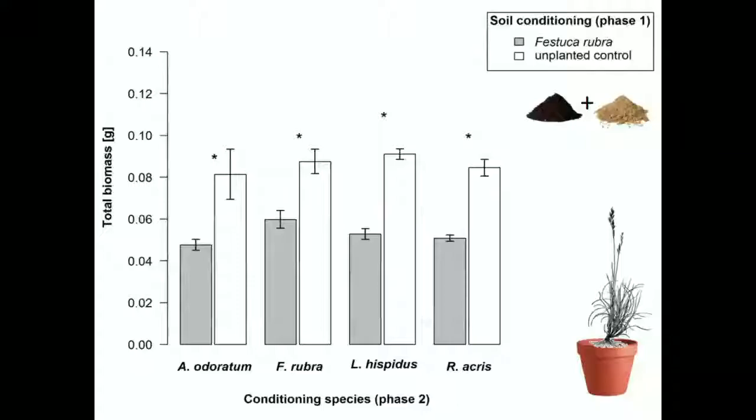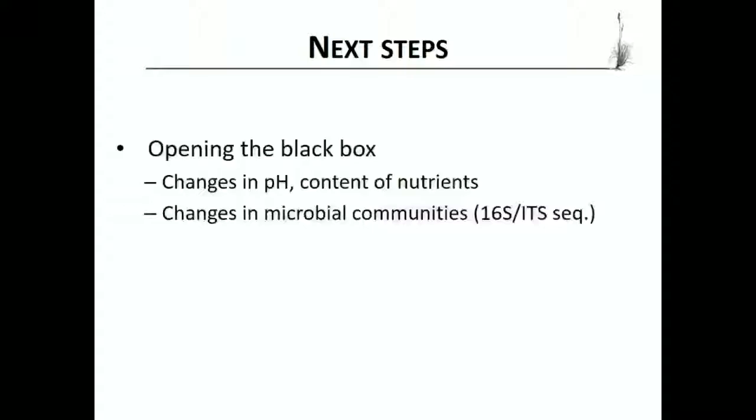What I personally think is that possibly this is driven by the effect of nutrients, because this soil is much more nutrient-rich. So maybe there is the effect of nutrient uptake from the first phase of conditioning. But yeah, there are many steps I want to take. So the first one is opening the black box. As I suggested, I am going to focus on soil conditions. I was taking soil samples during all the experiments, and I would like to see how the nutrient content changed during each conditioning and how it was species specific.